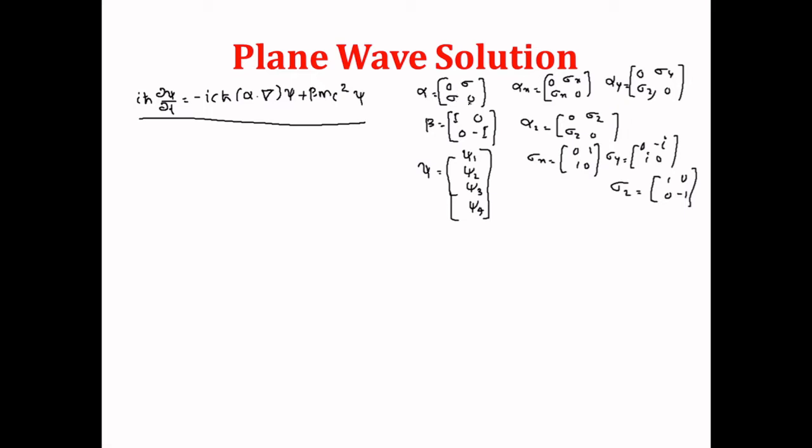[0 σ; σ 0], and beta can be written as [I 0; 0 −I]. Here sigma is the Pauli spin matrices, so alpha x will be [0 σx; σx 0], and alpha y [0 σy; σy 0], and similarly we can write alpha z equal to [0 σz; σz 0]. And these are the Pauli spin matrices, and you are familiar with their properties. Here sigma x is [0 1; 1 0], and sigma y equal to [0 −i; i 0], and sigma z is [1 0; 0 −1].